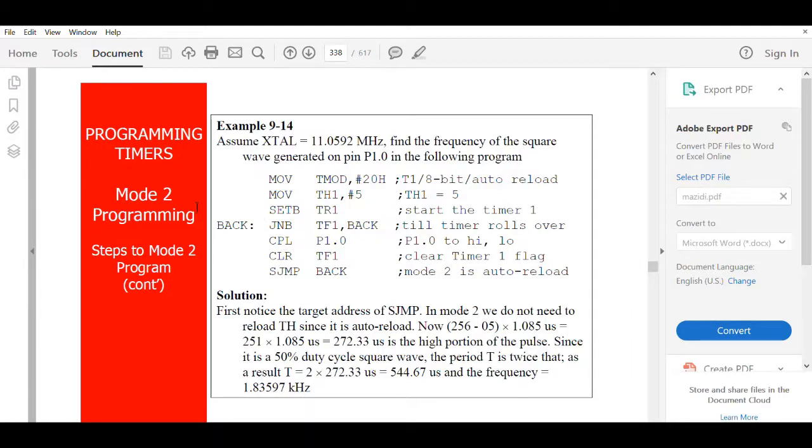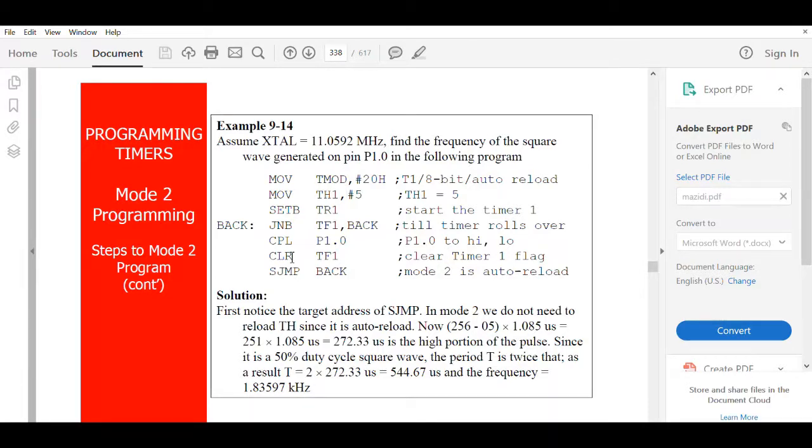So in the earlier case, we would have to jump to this MOV TH1, #5. But in this case, since it's an auto reload mode, since the internal connection is such that it will be auto reloaded, you needn't write an instruction to reload it. You are just going to analyze the TF1. So that is the difference between the two modes of operation with respect to a program.